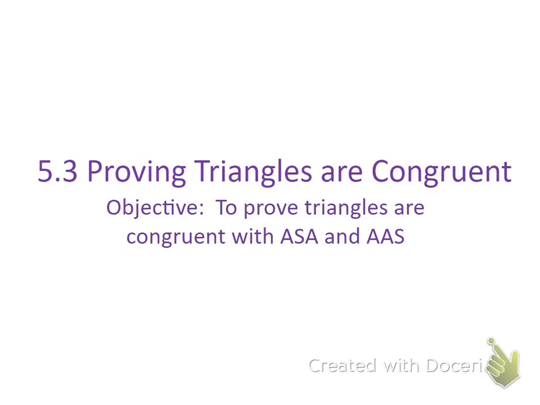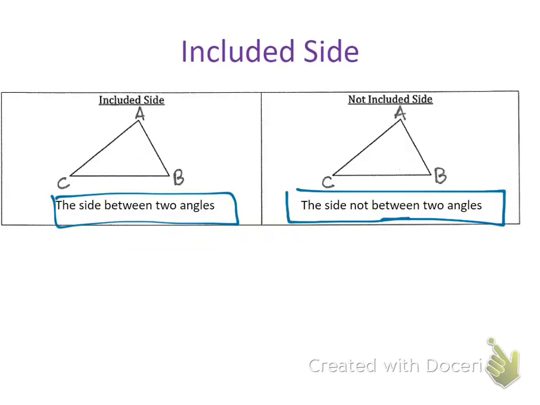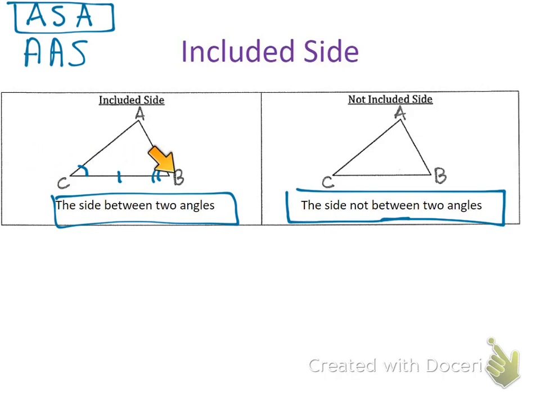5.3, proving triangles are congruent. So we're still continuing on with it, but we're going to use angle, side, angle, and angle, angle, side. Our two new ones today are going to be angle, side, angle, and angle, angle, side. Let's first talk about angle, side, angle. The included side is the side between the two angles. So this is just like side, angle, side, but reverse. So our angles have to touch that side. So angle, side, angle. Okay?